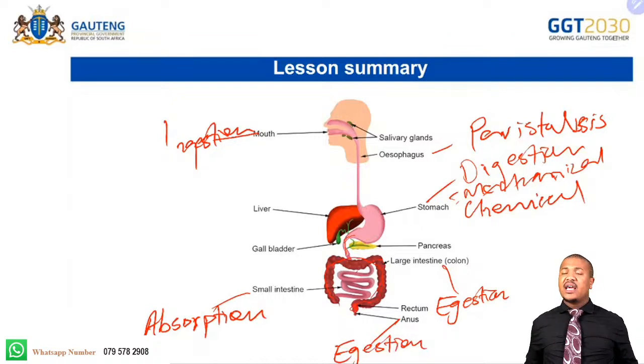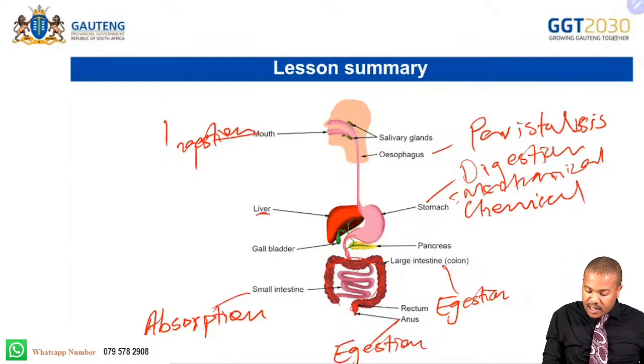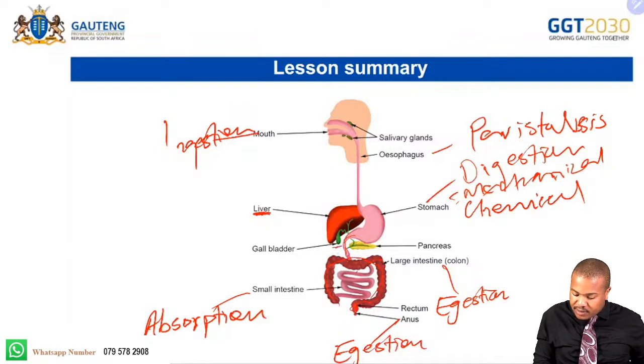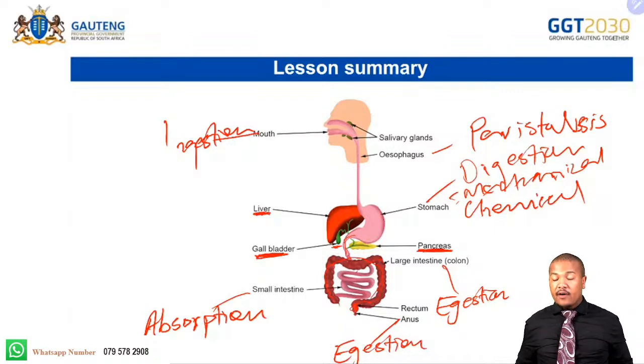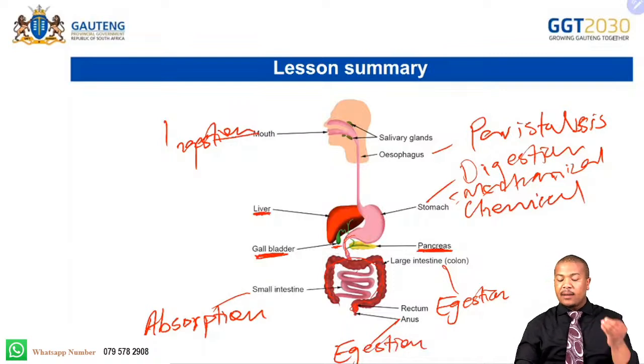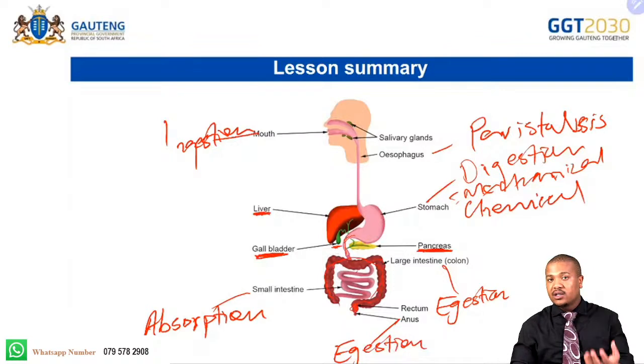We also said that there are accessory glands or accessory organs which help with digestion in the alimentary canal. To name them: the liver, the gallbladder, and also the pancreas. These glands have different functions to perform for the alimentary canal. Yes, they are not part of the path of food, but they play a big role in digestion.